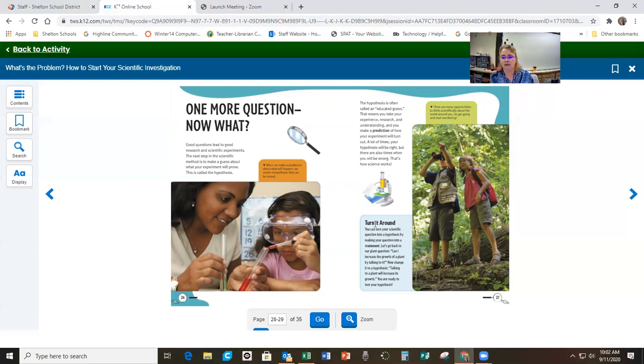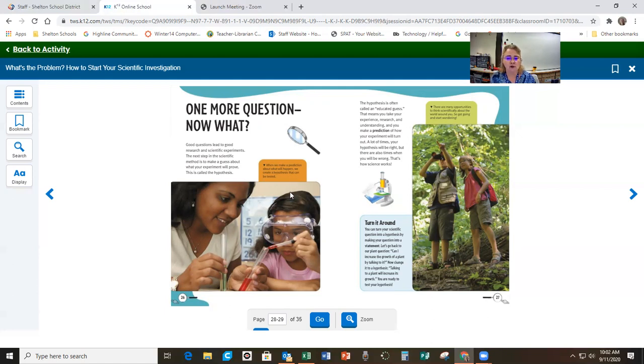And over here on the little sidebar, it says turn it around. You can turn your scientific question into a hypothesis by making your question into a statement. Let's go back to our plant question. Can I increase the growth of a plant by talking to it? Now change it to a hypothesis. Talking to a plant will increase its growth. You are ready to test your hypothesis now. So that's an example of making a question into a hypothesis.